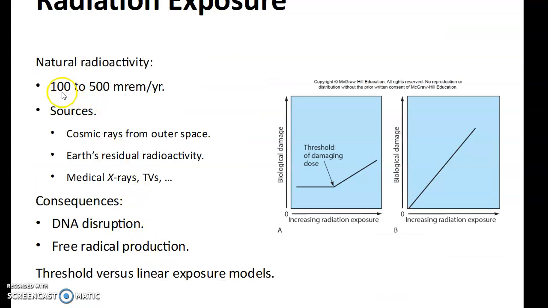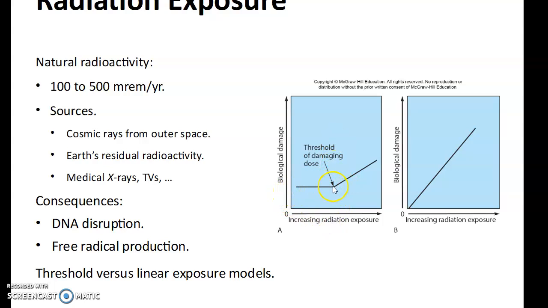Natural radiation exposure is 100 to 500 millirems per year. Cosmic radiation is one source, Earth's residual radioactivity, medical x-rays, TV. Yes, just TV. And also all of your little electronic devices can cause some of that. DNA disruption, free radical production, threshold versus linear exposure models. Okay, this is the threshold of damage right here.